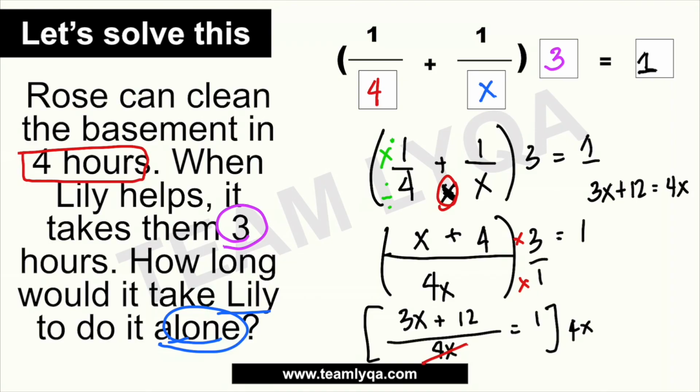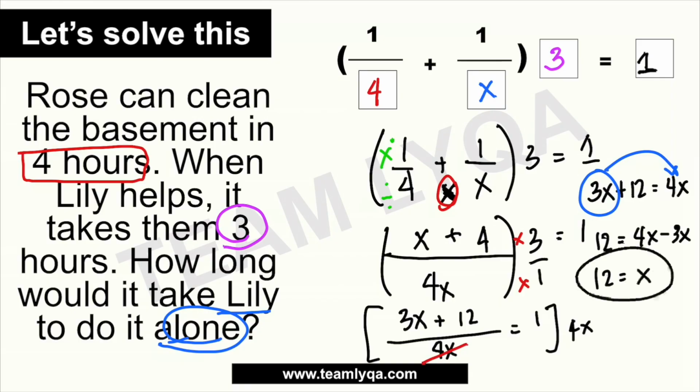At dahil ganito na itsura niya, pagsasamahin lang natin yung mga x sa isang side, we have to leave them alone sa kabilang side. I-move ko yung 3x dito sa kabilang side. So, maiwan yung 12 equals, tapos ito, positive siya dito sa left side, so magiging negative siya. 4x minus 3x. 12 is equal to 4 minus 3 lang, so that would be x. So, the answer here is 12. 12 hours. Pag mag-isa daw, si Lily, 12 hours siyang naglilinis.